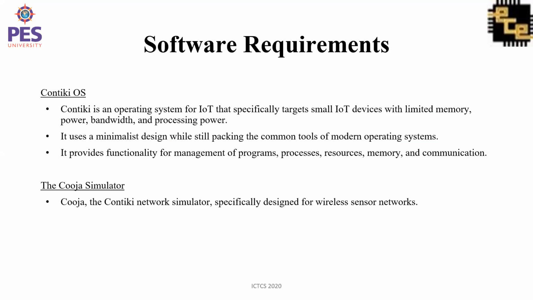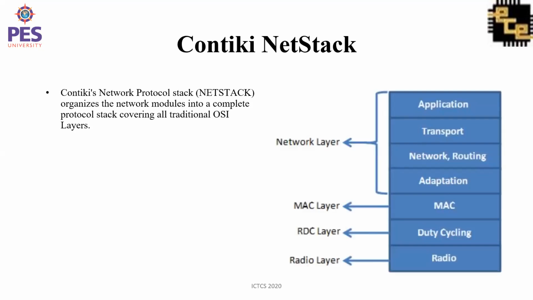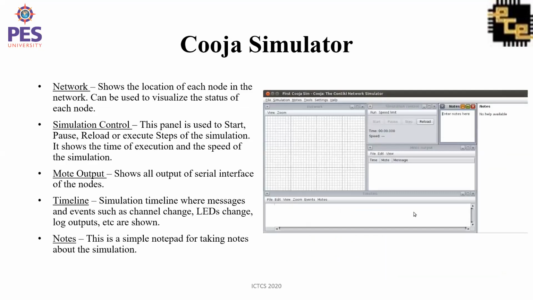Mainly focusing on the Contiki operating system, it targets small IoT devices, which have limited memory, power, bandwidth and processing power. It's specially designed for small IoT devices or sensors. And we have the Cooja simulator, which is also designed for wireless sensor networks. So we have the Contiki NetStack. This is like a traditional OSI layer, wherein here we have four main layers, that is network layer, MAC layer, RDC layer, and radio layer. In the network layer, we have the routing protocol. The MAC layer, for example, has CSMA/CA, which senses the channel to avoid packet collision. And the RDC layer, that is radio duty cycling layer, has MAC protocols which are used to turn on and off the radio layer.